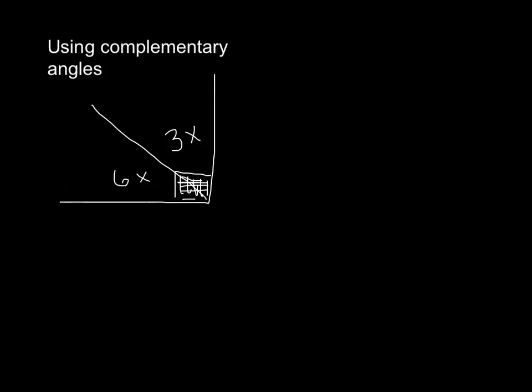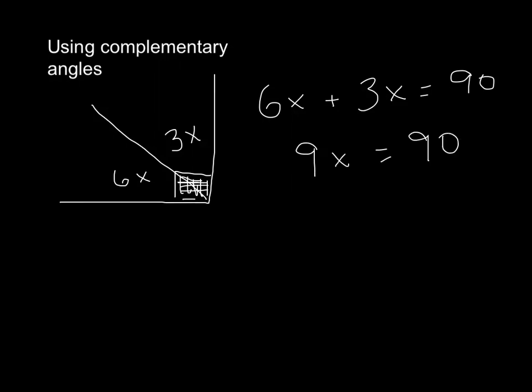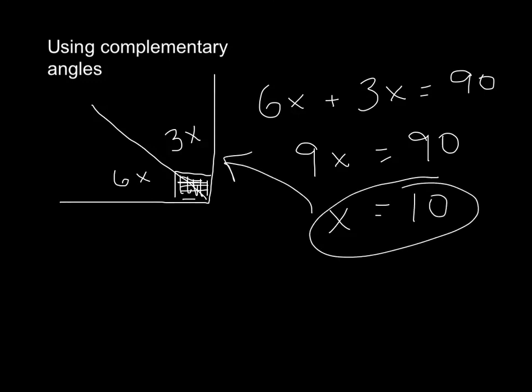Along similar lines, the problem might ask you about complementary angles, and this is where the 2 angles add up to be 90. So we can solve this problem by combining like terms, dividing by 9, and then plugging back in. That would give me 30 and 60. And you'll notice that these 2 numbers add up to be 90.